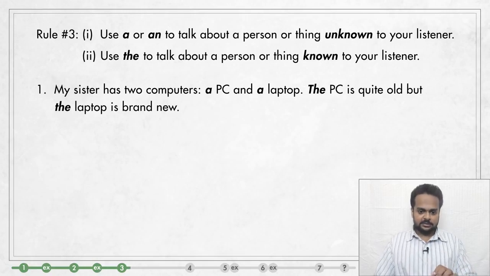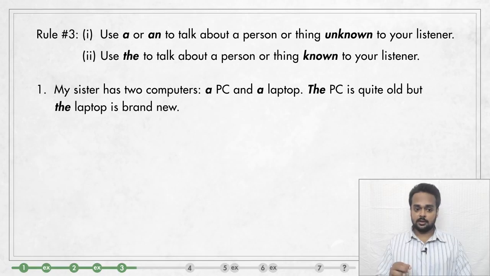When I say the PC, you know which one I'm talking about, my sister's PC. And the same thing goes for the laptop. So the PC and the laptop are now known to you. In English, a and an are called indefinite articles because they talk about something that the listener doesn't know about. And the is called the definite article because the listener knows what you are referring to.